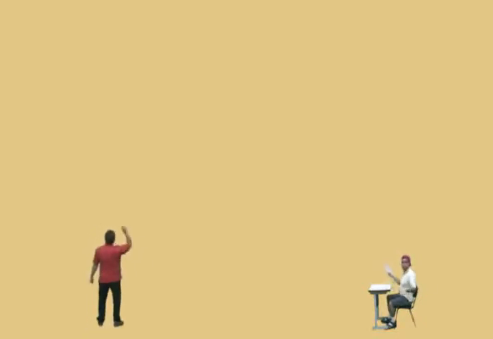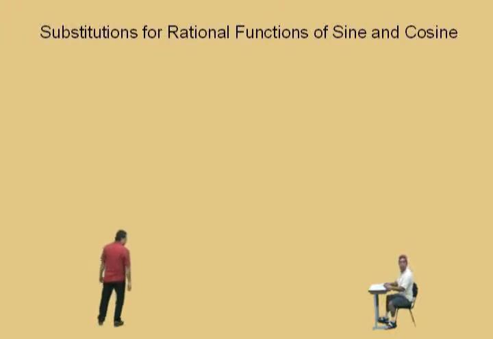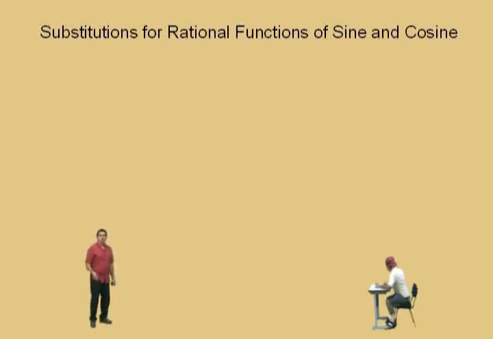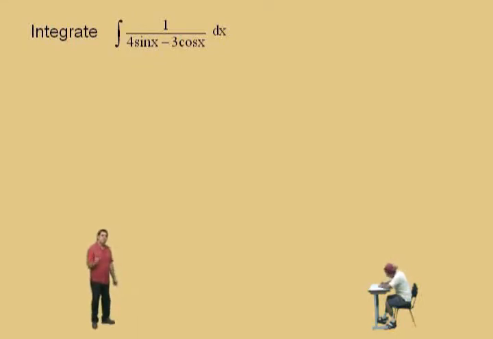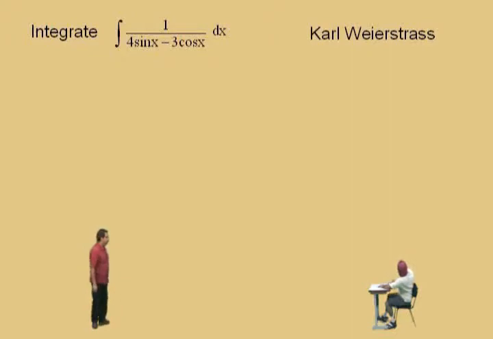Today we're going to do substitutions for rational functions of sine and cosine. All right, here we go with our first problem. We're going to integrate 1 over 4 sine x subtract 3 cosine x dx. Now we're going to go through an ingenious substitution method developed by Karl Weierstrass. We're going to go through the procedure and outline what he did, and then we're going to apply it to this problem.